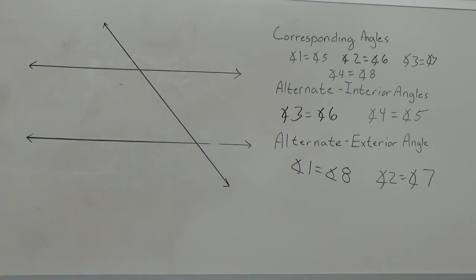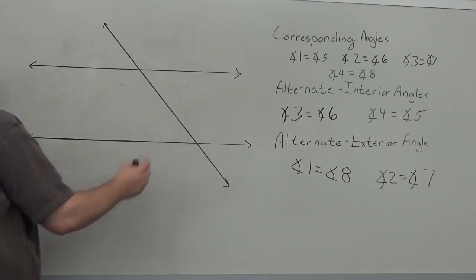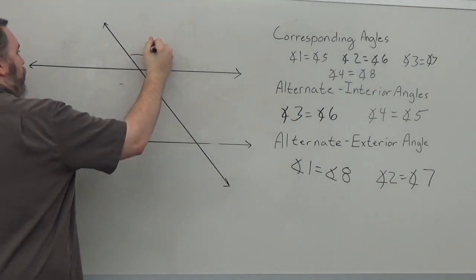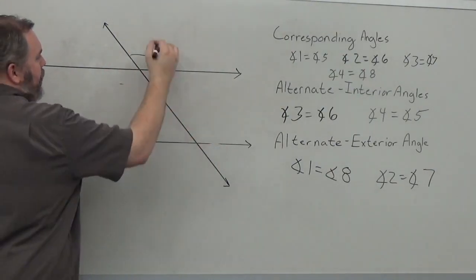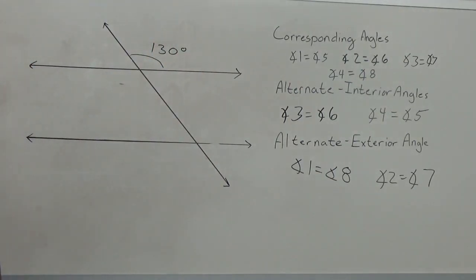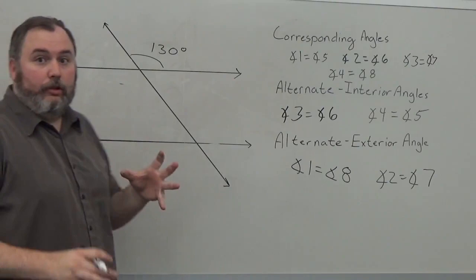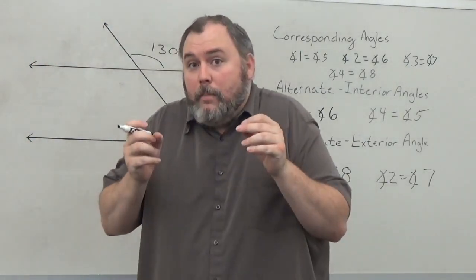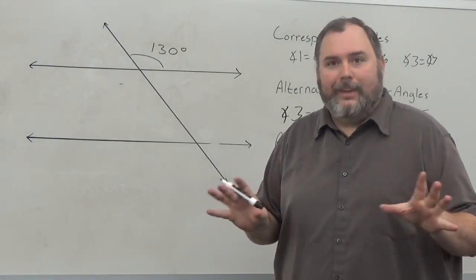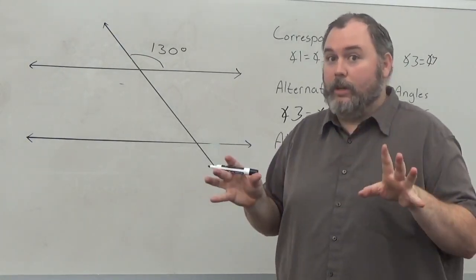Well, let's say I give you my two parallel lines and a transversal, and I'm going to say that this angle right here, we'll make it nice and easy, we're going to say 130 degrees. All right? Your job now is to find all of the remaining angles. You got to find everything else. Hey, this is where it's a walk in the park.